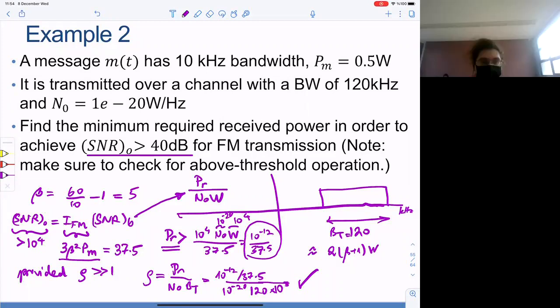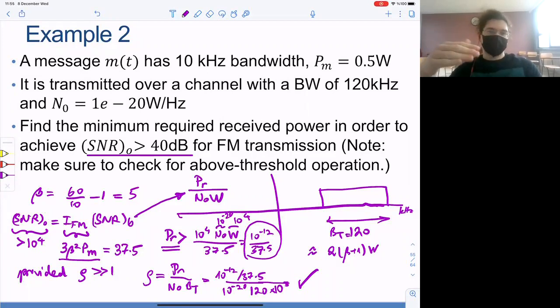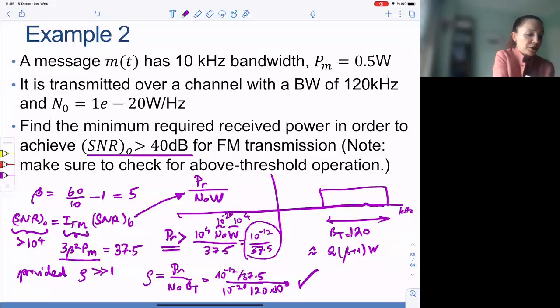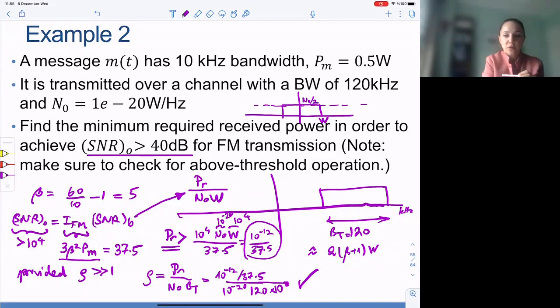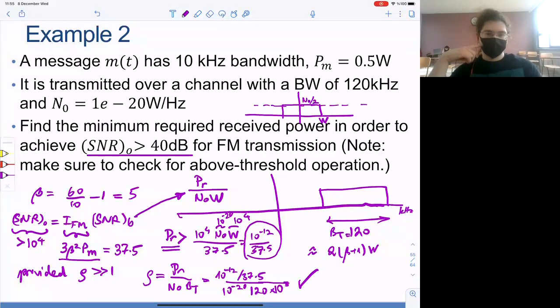Hocam, can I ask a question? While calculating the noise power, we used N0W. Isn't this W 120 kilohertz rather than 10 kilohertz, the effective bandwidth? So here is the deal. This is the message bandwidth. W is here. Okay, and if I'm drawing here the noise PSD, it's at N naught over 2. The white Gaussian noise has PSD N naught over 2.